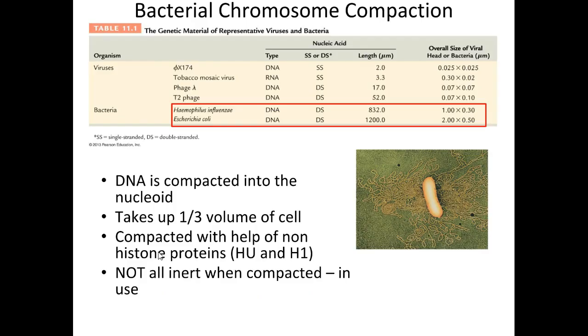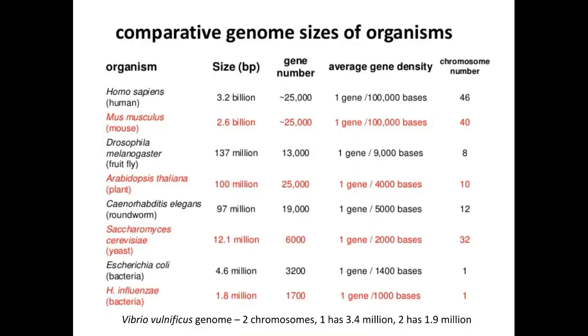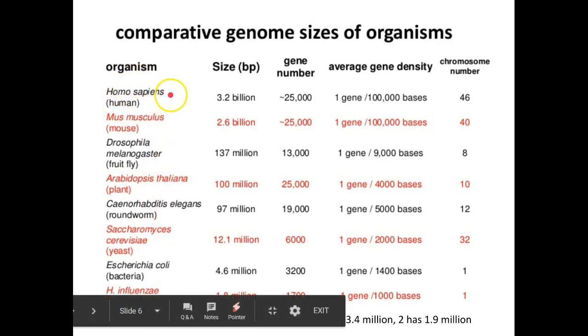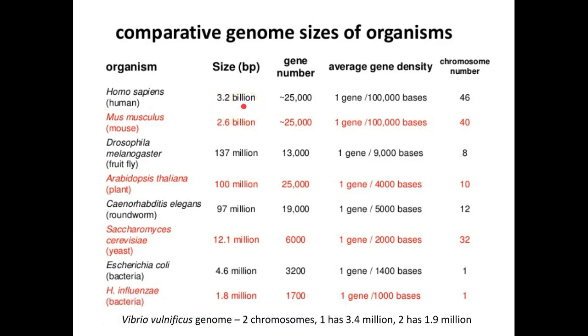And again, considering that genome size aspect, here's some more information in that regard. Up here is Homo sapiens, that's us, right? We've got about 3.2 billion base pairs in our genome. We have around 25,000 genes, and the average gene density, like number of genes per bases or base pairs of our genome, is 1 gene per 100,000. We have 46 total chromosomes.